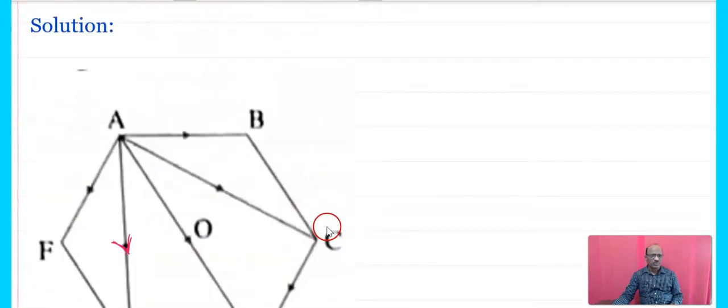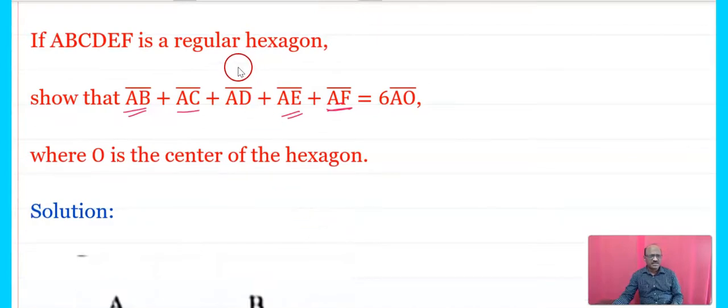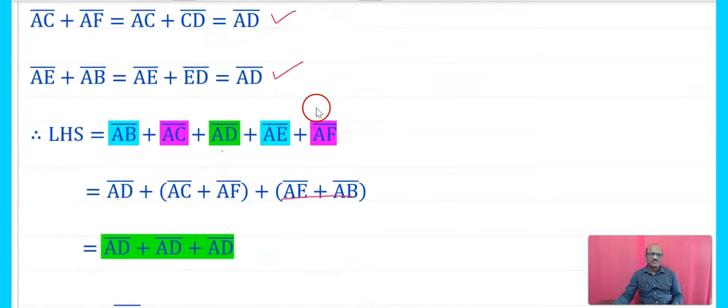What we have to do in this problem is keep this AD as it is, and then collect the terms of the remaining pairs. Then you will get the answer.